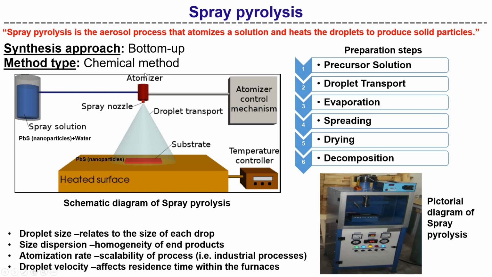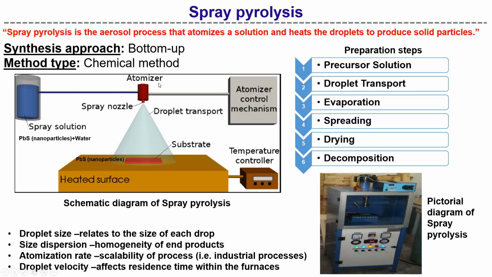So the method type is chemical method. What exactly we do is we initially make a solution which is called a spray solution. This spray solution would be containing our substance which is added into a solvent. So for example, I have taken water as a solvent. So in this solvent we are adding already prepared nanoparticles of PBS. Now this solution would be sprayed using an atomizer.